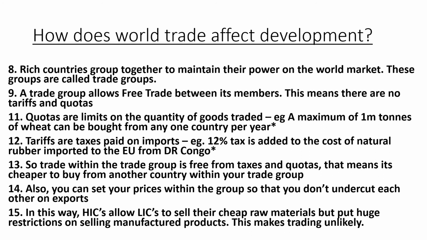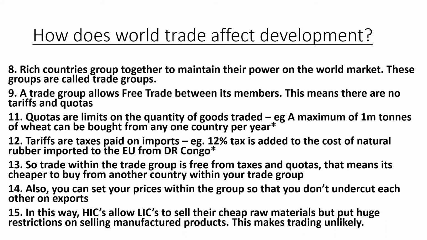So if we were to buy our natural rubber from Africa, we're going to be adding on a 12% tax to the cost. And really, the whole point of quotas and tariffs is to stop countries from trading with countries outside of the group. So in other words, if you continue to trade within your group, you will get it much cheaper because there won't be any taxes, and you'll be able to trade as much as you want because there won't be any quotas. And that's what free trade means.